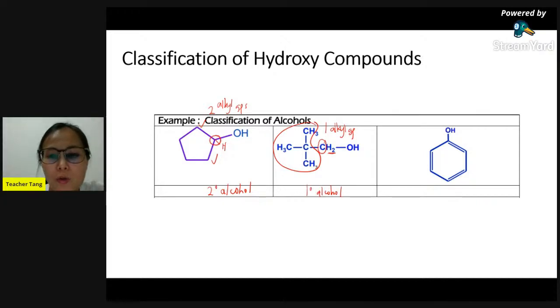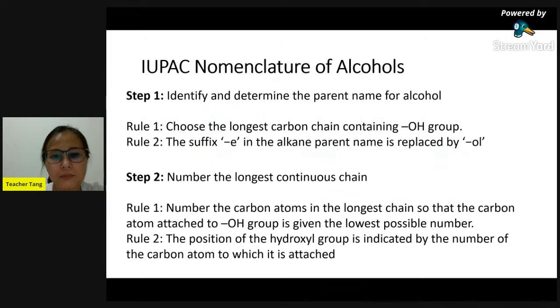Now we move on to the next one. Can you see that this hydroxyl group is attached to the carbon of the benzene ring? If attached to the carbon of the benzene ring, this is aromatic alcohol. For aromatic alcohol, we can class it. Now we move on to look at how to name alcohol according to IUPAC nomenclature.